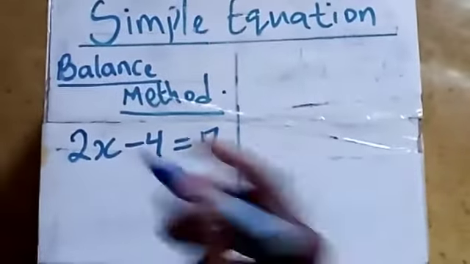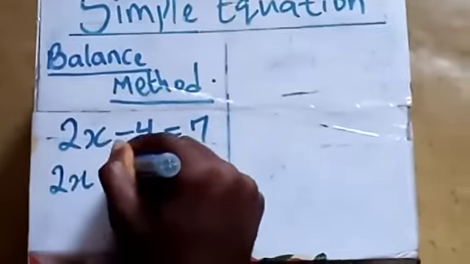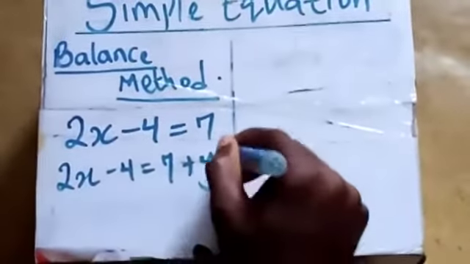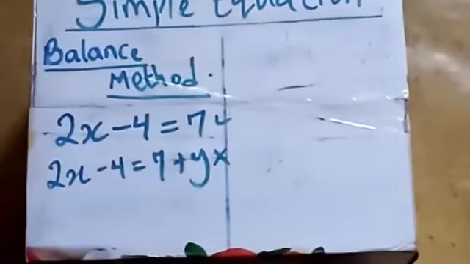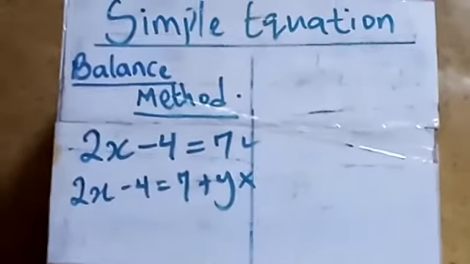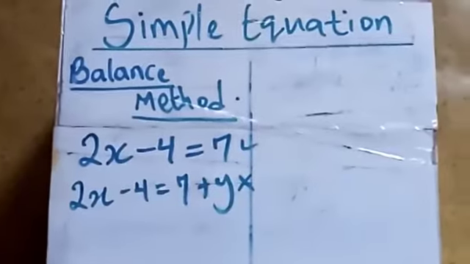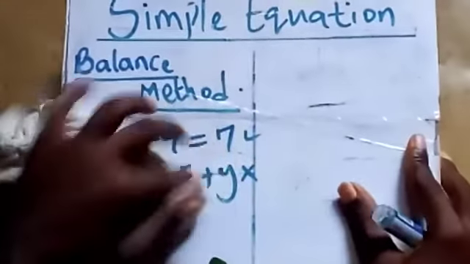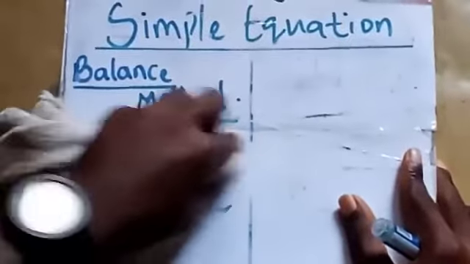So for instance, if you have something like 2x minus 4 equals 7 plus y, this is not a simple equation. This is a simple equation. So we must have a good fundamental knowledge in simple equation before we start. Now, let's see how we solve simple equation.